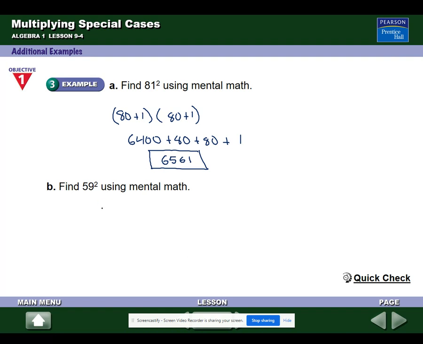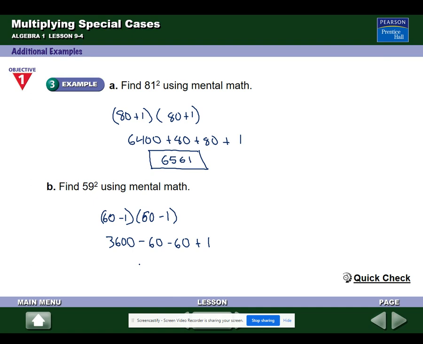And what they want you to see is 59 is 60 minus 1 times 60 minus 1. And 60 squared, or 60 times 60, that'd be 3,600, minus 60, minus 60. I'm just using FOIL like we learned in a previous lesson. Negative 1 times negative 1 would be positive 1.